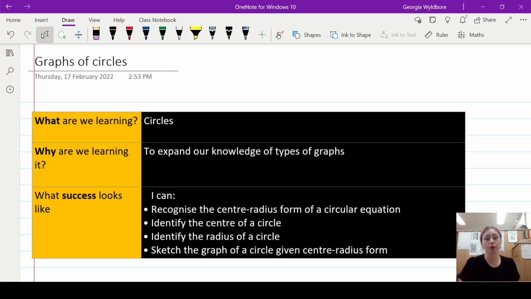We're looking today at graphs of circles. So we're going to have three parts on circles. This first one is focusing on the form that you may have seen before, which is what's called center radius form. We want to be able to recognize that form, identify the coordinate of the center of a circle, identify the radius of the graph of a circle, and sketch the graph of a circle when we're given center radius form.